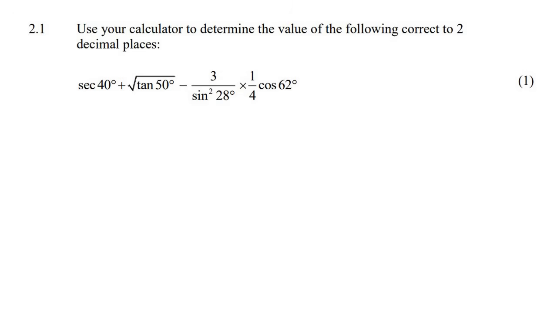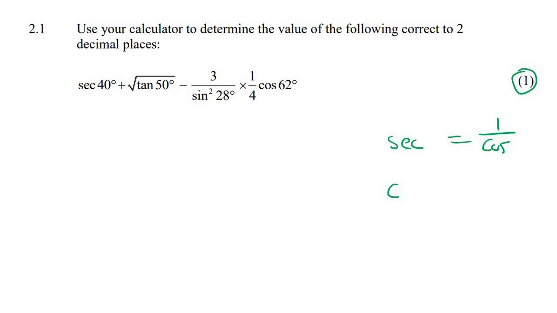This question says, use your calculator to determine the value of the following correct to 2 decimal places. So they're literally saying use the calculator, and it's only for 1 mark. So all of this can be typed on the calculator very easily. With sec 40, you got to be a little bit careful, you can't just type it on the calculator because our calculators only have sin, cos, and tan. But what we must remember is 1 over cos.